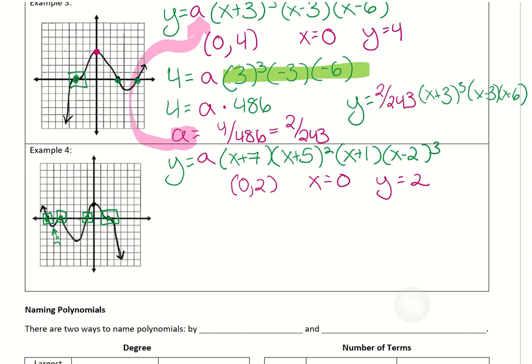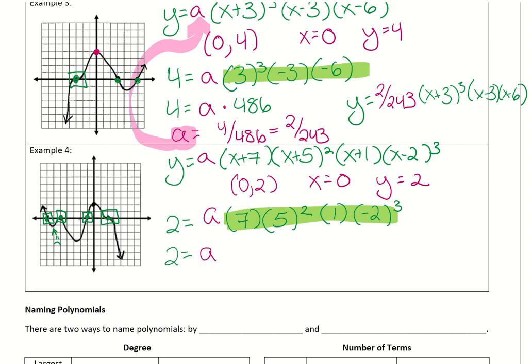So we can rewrite our equation. 2 equals our a value, and then we're going to substitute 0 in for x. So 7, 5 squared, 1, and negative 2 cubed. We can put this in our calculator, figure out what that's going to be, and we're going to get that 2 is equal to whatever our a value is times negative 1400. So we'll divide both sides by negative 1400. A equals 2 over negative 1400, which reduces to negative 1 over 700.